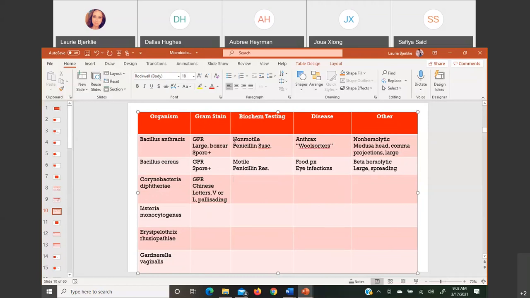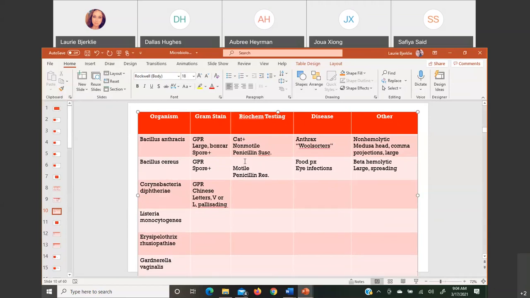Oh, by the way, Bacillus are catalase positive. I did not mention that. I just realized that because I was going to say it here. So Corynebacterium, because it's still a gram positive, you can catalase test it right away because that's always our rule. Anything gram positive, we can catalase test as the first step. And so Corynebacterium diphtheriae is catalase positive. Sorry, I forgot to mention that.